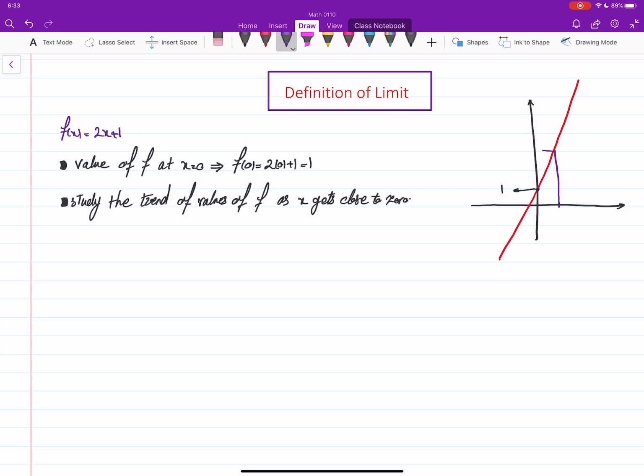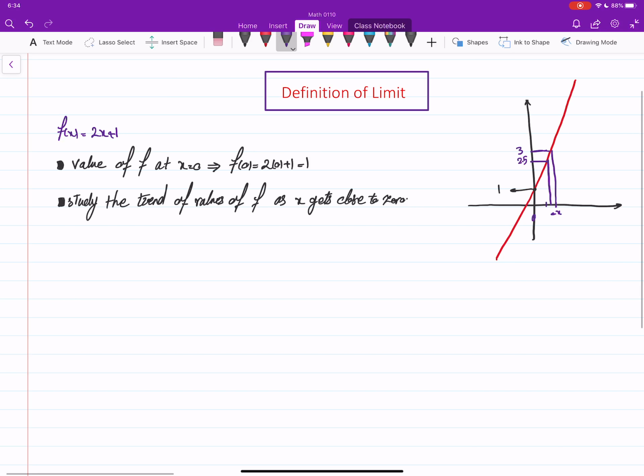For example, here I can choose 1. This function has value 3 there, but I'm not interested in that value. I want to change x to another x a little bit closer to 0, and I see that the value of the function is approximately 2.5. As I repeat this, getting closer to 0, you see that the values of the function get closer and closer to 1.